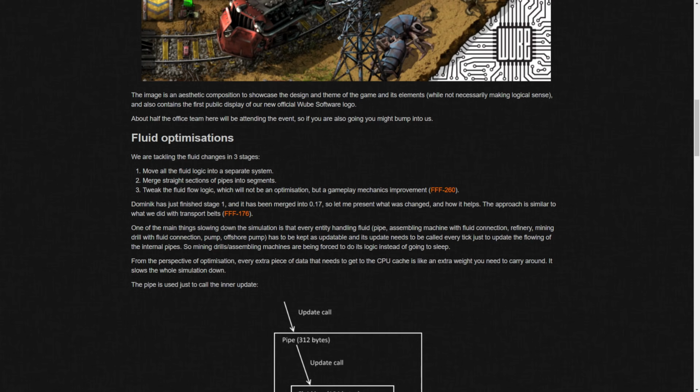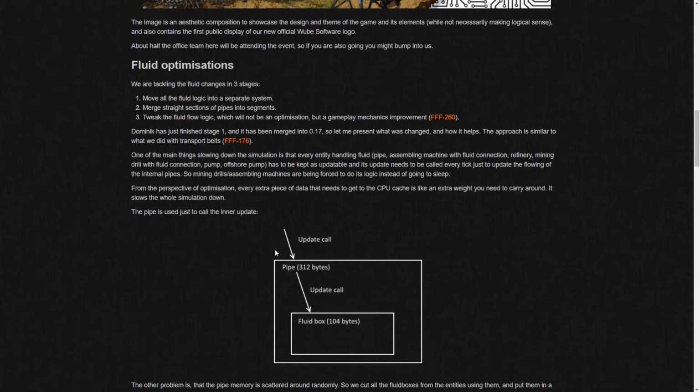From the perspective of the optimization, every extra piece of data that needs to get to the CPU cache is like an extra weight you need to carry around. It slows the whole simulation down. The pipe is used just to call the inner update.